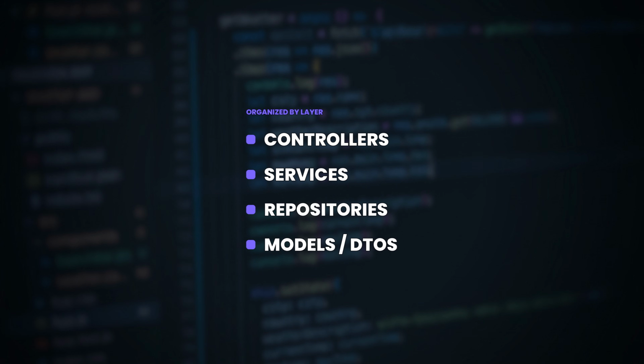Now, here's the simplest way to put it. Most architectures organize your code by technical layer. You've seen it. You've probably written it, right? You open a project and there's a folder called controllers, another folder called services, a folder called repositories, maybe a folder called models or DTOs. Every file in your application gets sorted into one of those buckets based on what kind of thing it is.